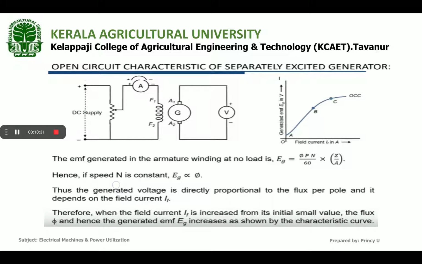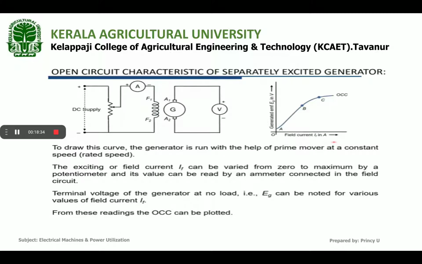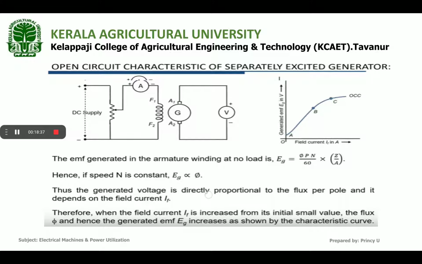Here, for the EMF generated, we know that EG is equal to φPNZ by 60A is the equation. All other terms are constant, N is also constant, so P, N, Z, A and 60 are constant. So EG is proportional to φ, and thus the generated voltage is directly proportional to flux per pole. And it depends on the field current IF only. Therefore, when the field current is increased from the initial value, the flux φ and hence the generated EMF EG increase, as shown in the characteristic like this.